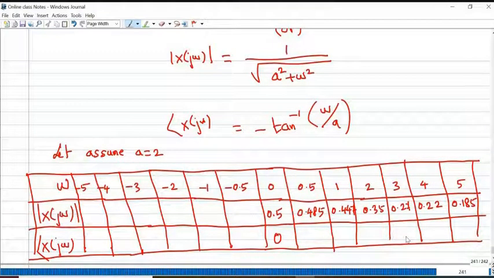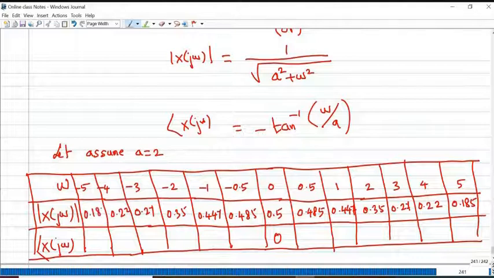For the negative values, minus 0.5, again you will get the same value, 0.485, because it is 1 divided by root of a square plus omega square. So 0.5 and minus 0.5 will give the same magnitude. For this example, 0.447, 0.35, 0.27, 0.22, 0.185. Okay. For angle calculation, omega 0, you'll get 0.